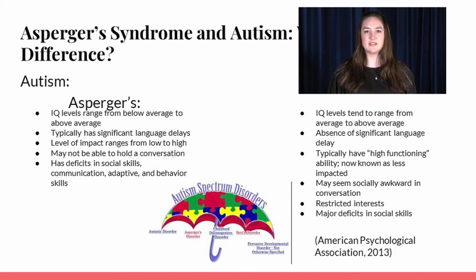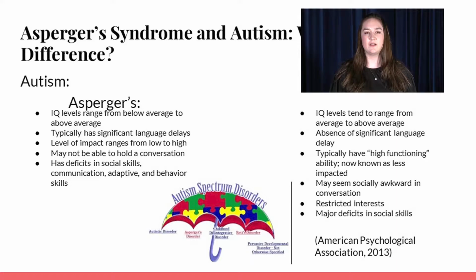Asperger's syndrome and autism, what exactly is the difference? So there's a few key differences to be able to distinguish between the two disorders. Individuals with Asperger's syndrome typically have IQ levels that range from average to above average, whereas an individual with a typical ASD disorder, their IQ levels are going to range from below average to above average. With Asperger's syndrome, there's also not typically a significant language delay, whereas in an autism spectrum disorder, there's usually a significant language delay. Asperger's has also been considered high functioning or a less impacted form of autism, and then the level of impact in an ASD disorder ranges from high impact to low impact.